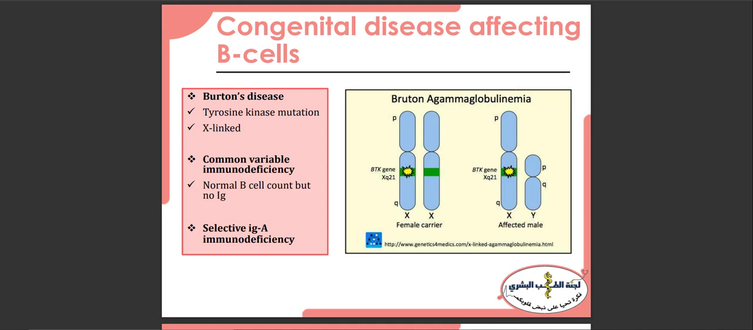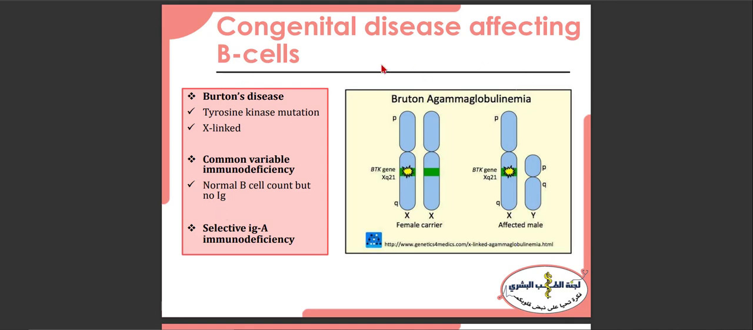Which disease had an absence of mature T cells? We said it a moment ago. Excellent. DiGeorge syndrome. So in Burton's disease we have a tyrosine kinase mutation. This is the Burton A-gamma globulinemia. As you can see here, it is an X-linked disorder. This is the chromosome for a female carrier of Burton A-gamma globulinemia, and this is the affected male patient of Burton A-gamma globulinemia.